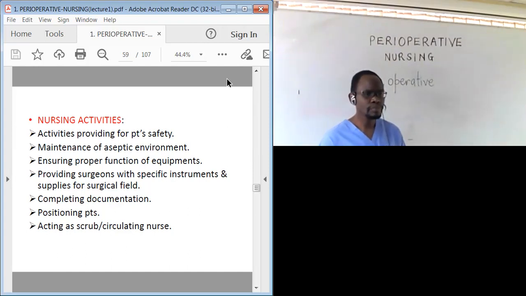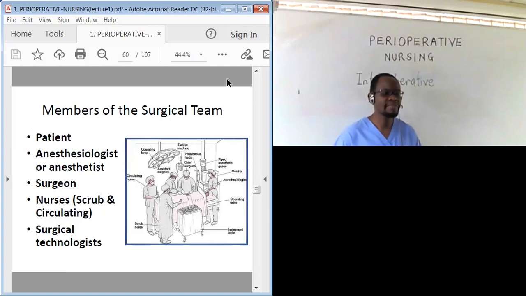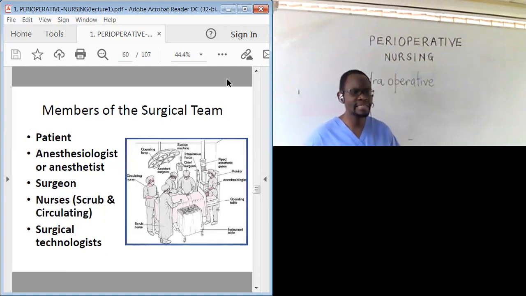Now, who are the members of the surgical team? As you can see, we have the patient, we have the anesthesiologist or the anesthetist, we have the surgeon, we have the nurses.